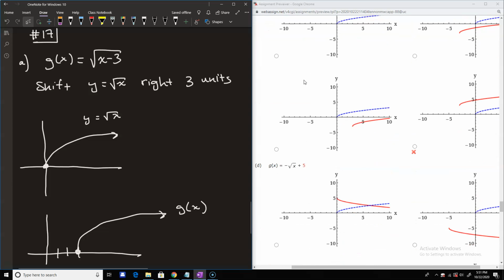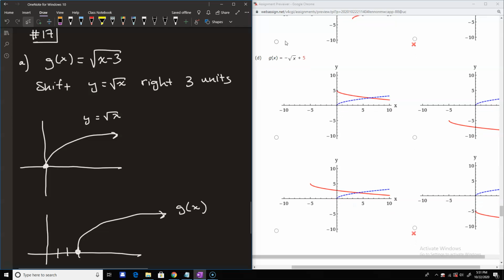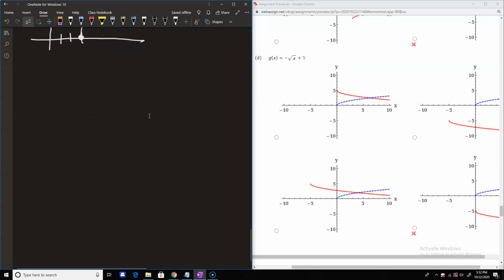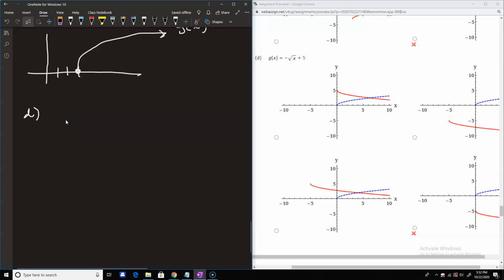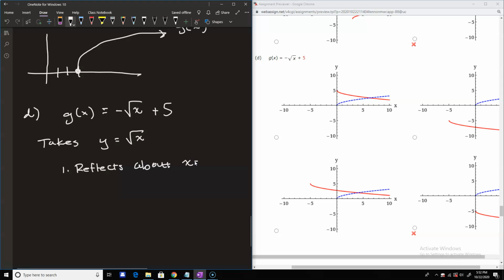Why don't we do, let's do D, just for practice again. So you want to do the transformations in order. So D, let's say we have g of x equals minus square root of x plus 5. So basically what this does is it does 2 things. So this takes y equals the square root of x, and first it reflects about the x-axis. And then 2, it shifts up 5 units.